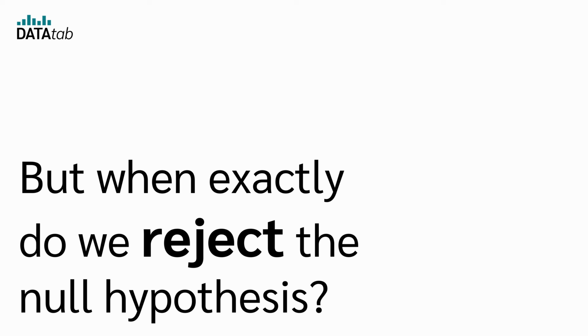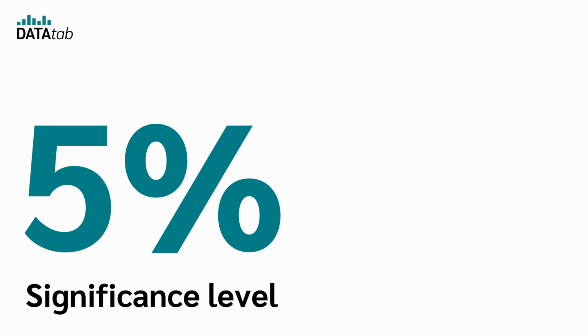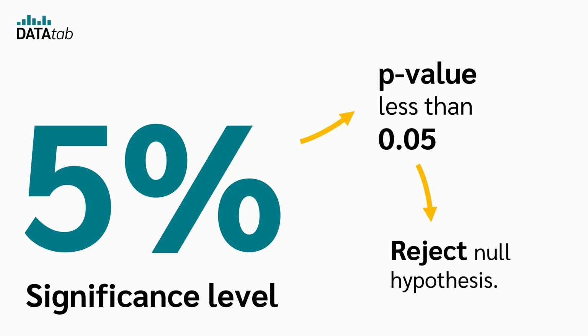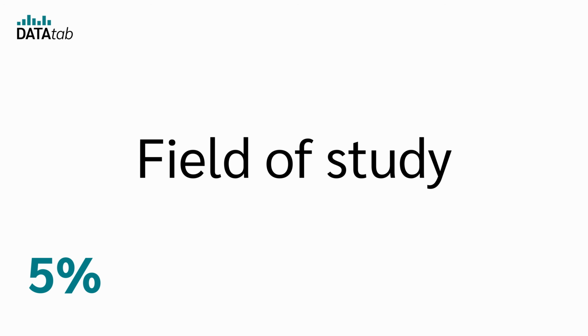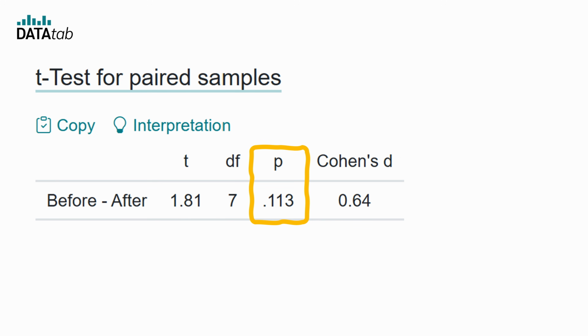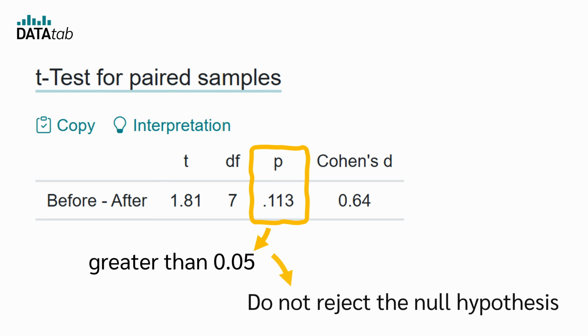But when exactly do we reject the null hypothesis? Here it's common to use a significance level of 5%. So if the p-value is less than 0.05, we reject the null hypothesis. Depending on the field of study, a significance level of 1% or even 0.1% is sometimes used instead. We have a p-value of 11%. Since this is greater than 0.05, we don't reject the null hypothesis. So we can't assume that there is a difference.